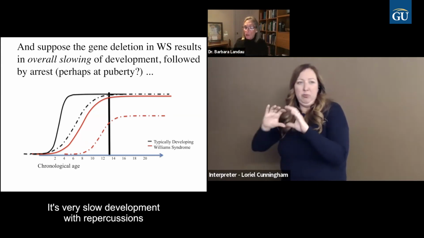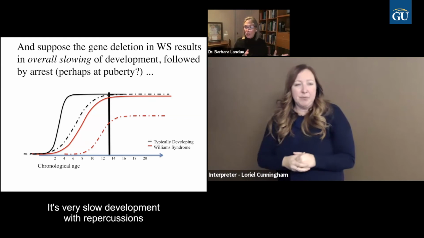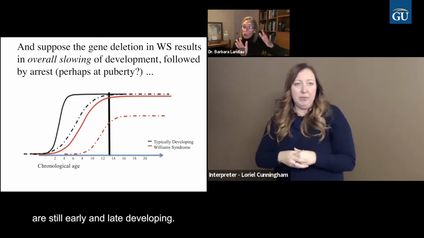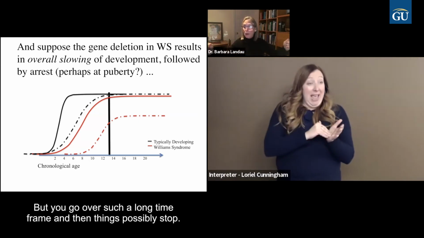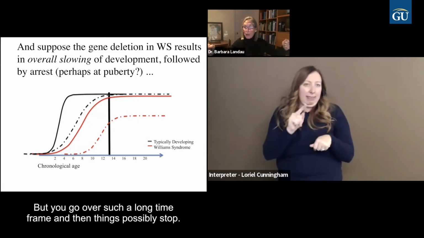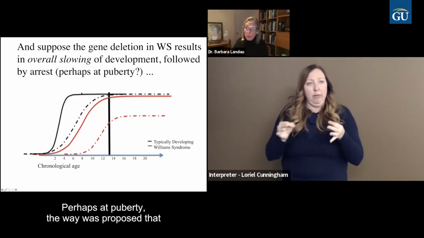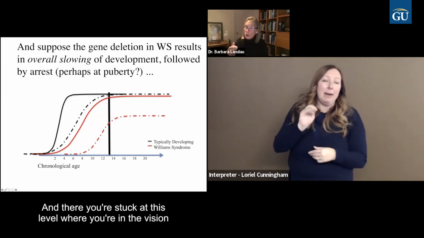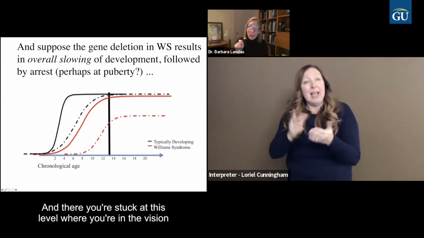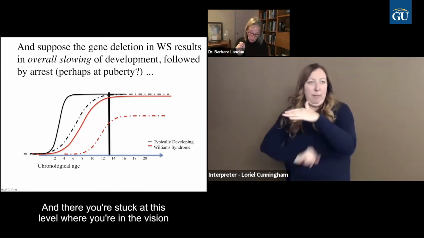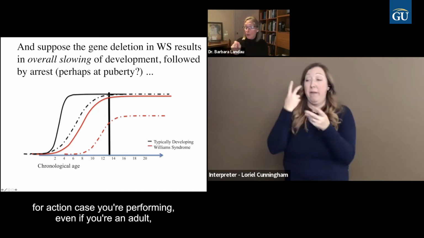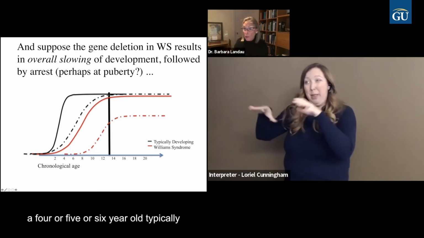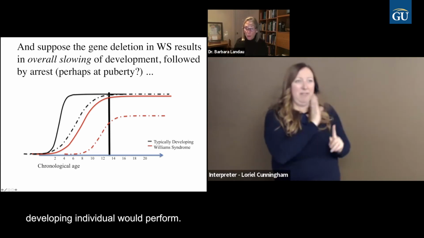It's very slow development with repercussions that the 2 sets of tasks, the early developing and the late developing, are still early and late developing, but you go over such a long time frame, and then things possibly stop, perhaps at puberty, the way that was proposed by Lenneberg for language, and there you're stuck at this level. In the vision for action case, you're performing, even if you're an adult, when you're posting that thing into the slot, basically the way a 4 or 5 or 6 year old typically developing individual would perform.